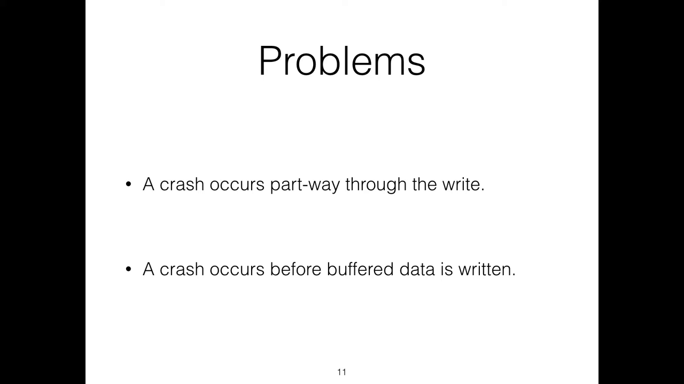Now, if the crash occurs before I request a write, that might not necessarily seem like it could cause problems, but what happens if you need to perform two separate writes to complete a task? So I can guarantee that one write is atomic, but I can't necessarily guarantee that two separate writes will be atomic.